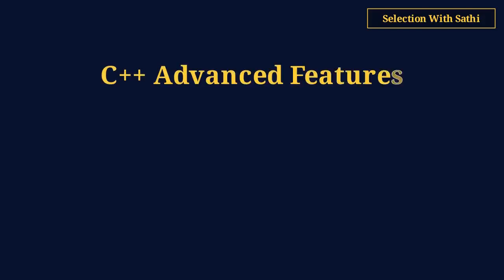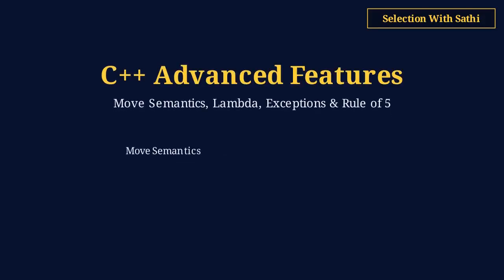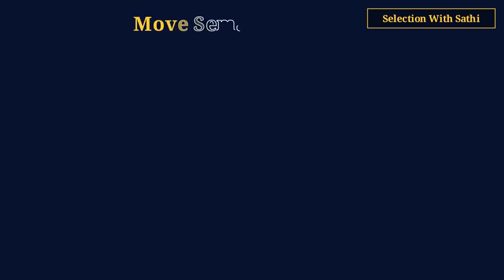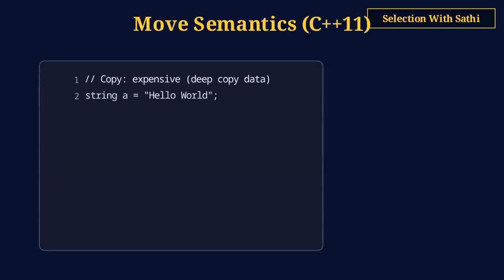Welcome to Selection Sathi. Today we cover C++ advanced features: move semantics, lambda expressions, exception handling, and the rule of 5. These modern C++ features are what separate beginner from advanced C++ programmers. Let's dive in. First concept, move semantics.